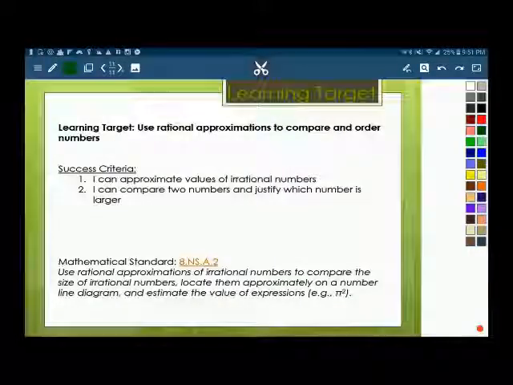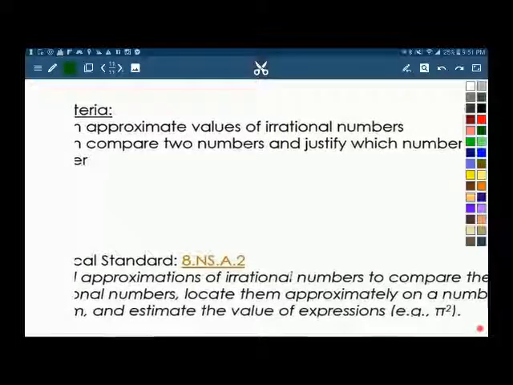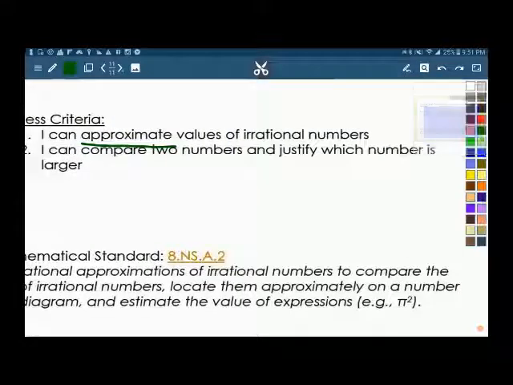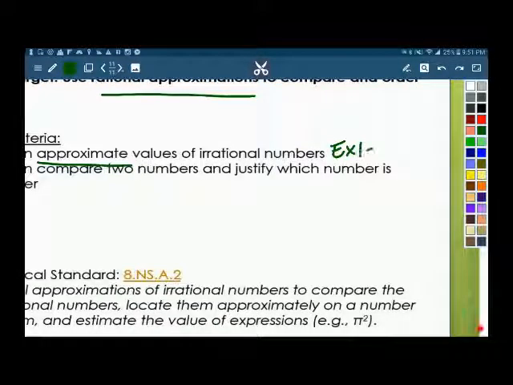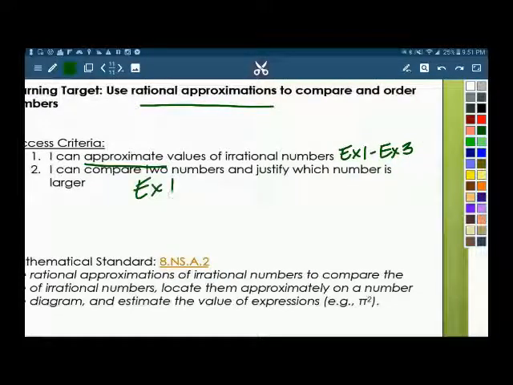All right, that concludes our lesson today. We used rational approximations to compare and order those numbers. We approximated values of irrational numbers. We also converted those fractions into decimals. Really, all we were doing was trying to make decimal versions out of all of our numbers, even if that included approximating. We compared two numbers and justified which number was larger. We did that by showing our work. And when we compared, we were either using equal signs, less than, or greater than symbols. We really did the approximation of the irrational numbers in all three examples. And then we compared two numbers in example 1.